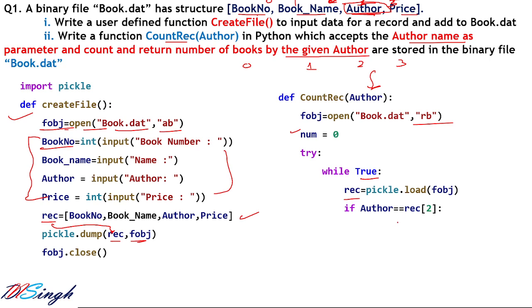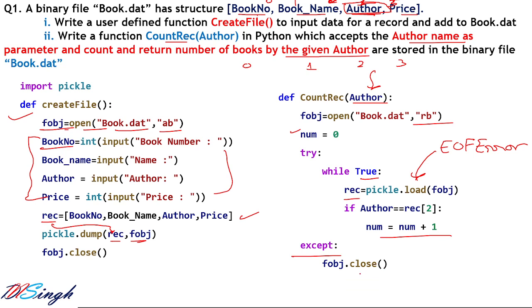Fine. Next job is, whenever it matches, we want to increment the counter, because we want to maintain how many books are written by that particular author. So we will increment the value of counter by 1. This will be done for all the records. Read records one by one and perform this condition on each record, wherever you find that same author. We have not read the author from the user because that is being supplied in the argument of the function. Once this file is exhausted, it is going to generate EOFError, end of file error, which is going to be caught inside the except block here, and we will close the file handle.